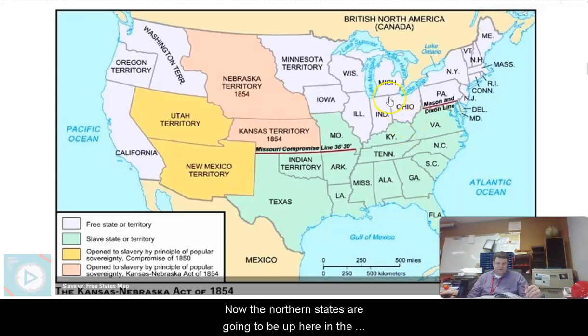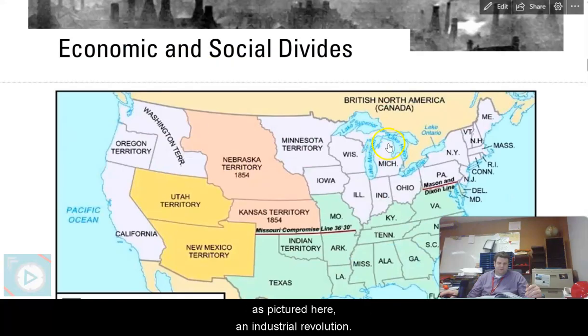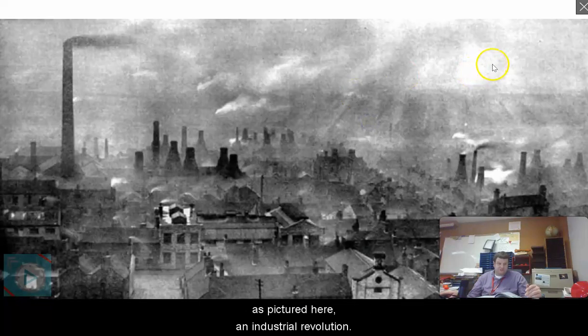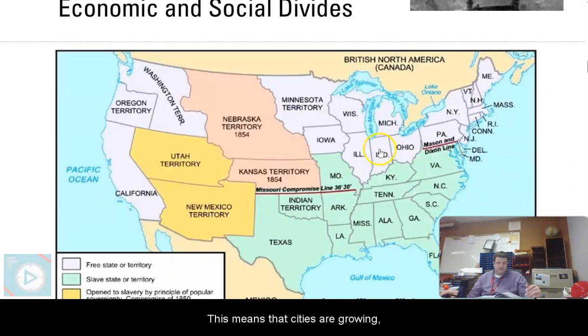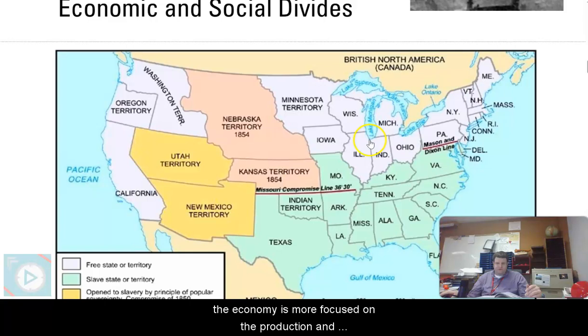Now, the northern states are going to be up here in the north. And they are going through, as pictured here, an industrial revolution. This means that cities are growing. The economy is more focused on the production and making of goods as opposed to the growing of crops or the use of slave labor. Many of these states will ban slavery or heavily restricted it, or by the time we're looking at them, outright banned it completely.